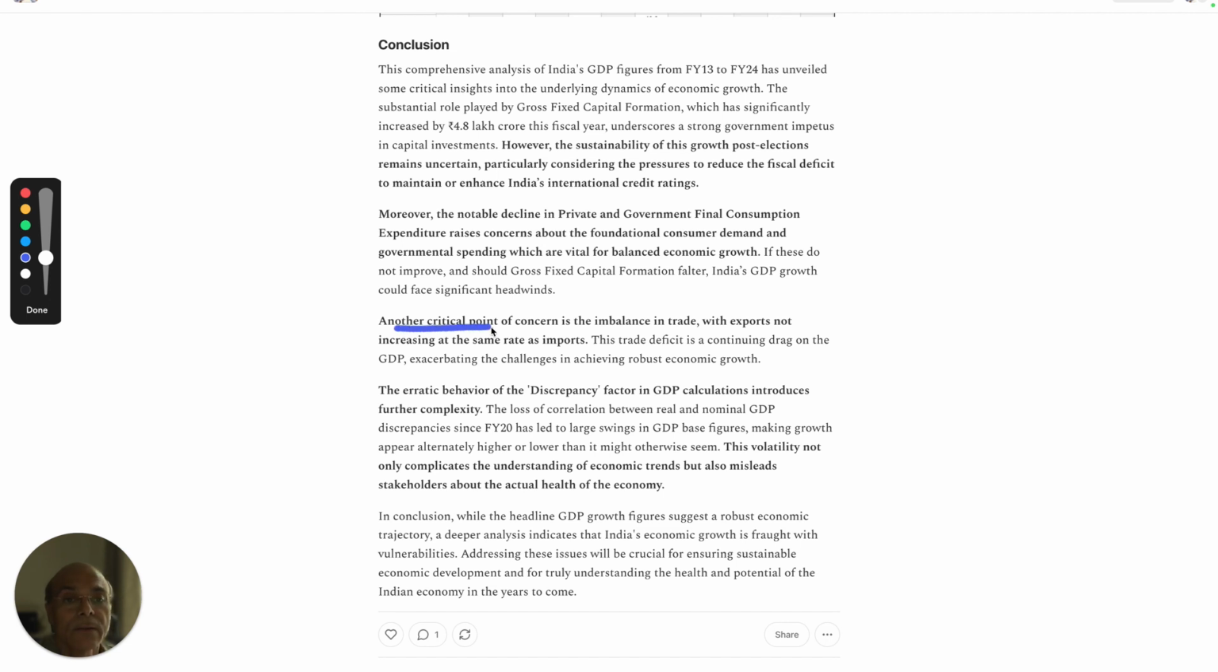Another critical point of concern is the imbalance in trade, with exports not increasing at the same rate as imports, which I already showed you. And the erratic behavior or discrepancy factor in GDP calculation introduces further complexity, and it kind of questions the quality of the data collected, because the discrepancy cannot be so high and it cannot be so volatile. We need to understand what is going on, because this volatility not only complicates the understanding of the economic trend but also misleads stakeholders about the actual health of the economy. So we need to be more cautious. So this, in net, is the summary of our GDP number situation. So we need to look into it in more depth.